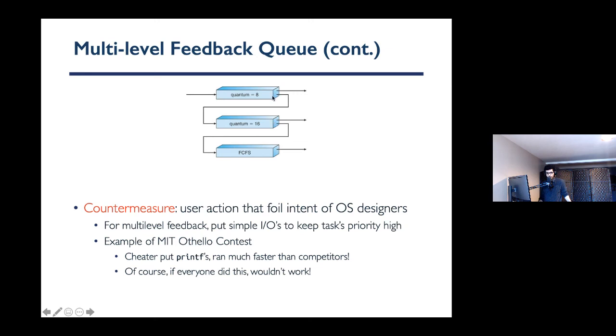Now the question is, how do you go from this queue to this queue? Well, you can do all sorts of stuff. You can do strict priority, you could do time slicing, you could do round robin, and so on and so forth.